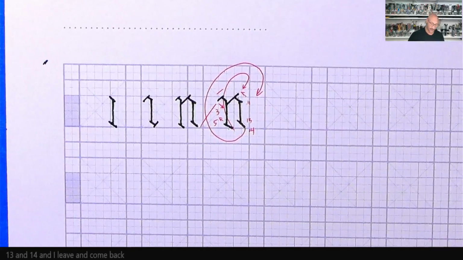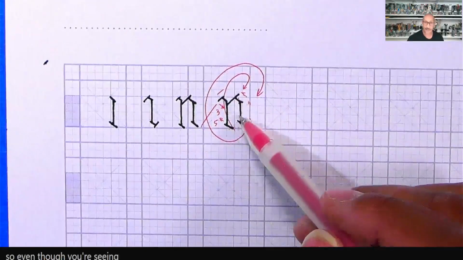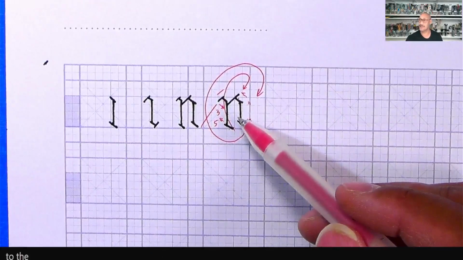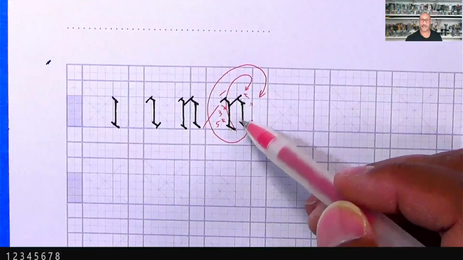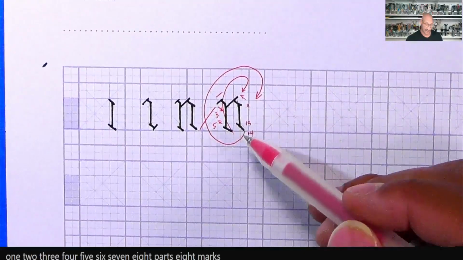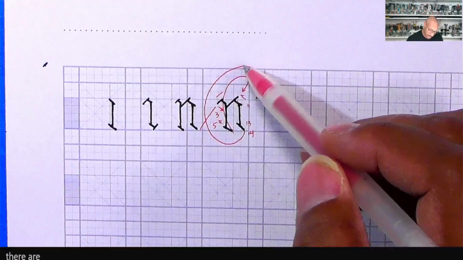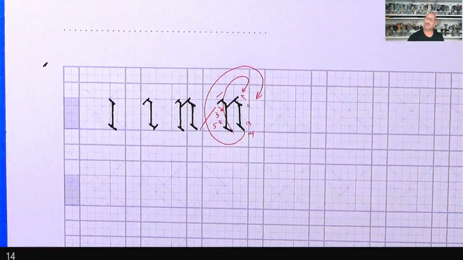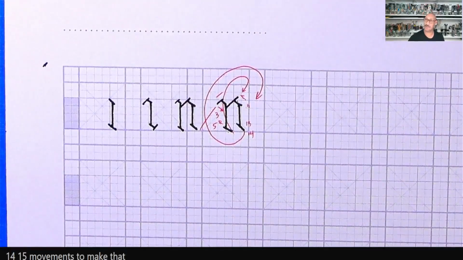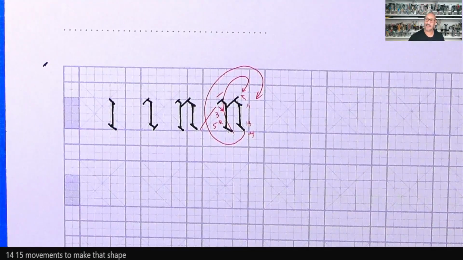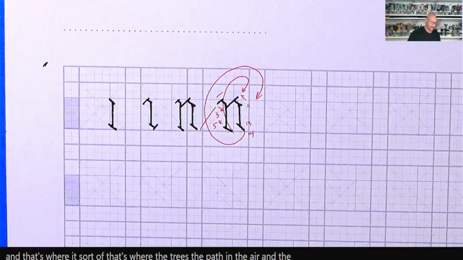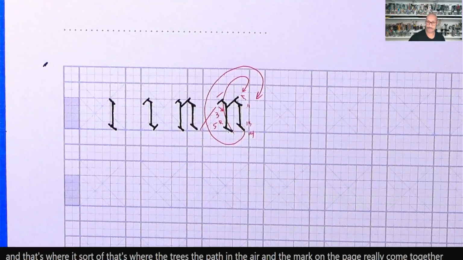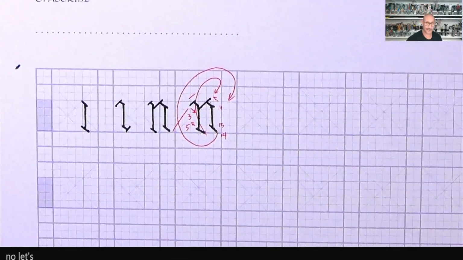So even though you're seeing 9 parts to the letter, 8 marks, there are 14, 15 movements to make that shape. And that's where the trace, the path in the air, and the mark on the page really come together. Now, let's look at the circle.